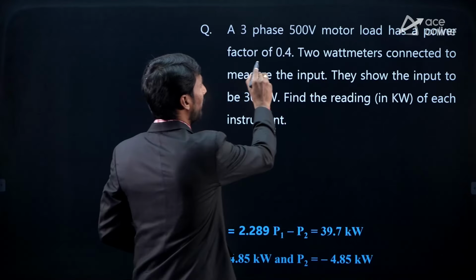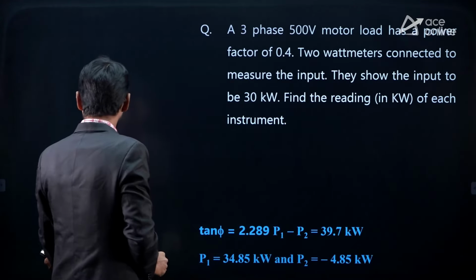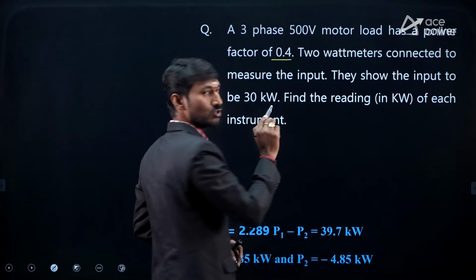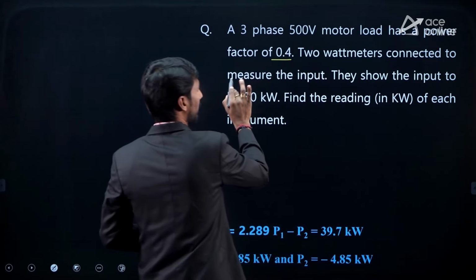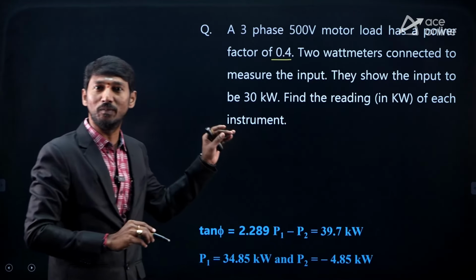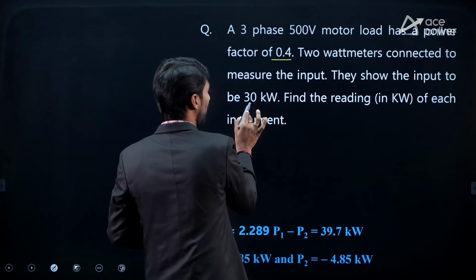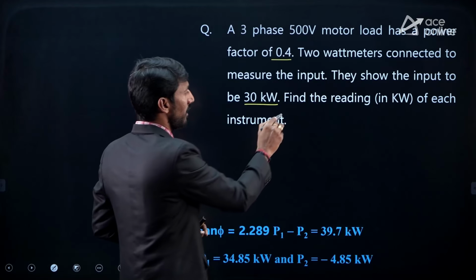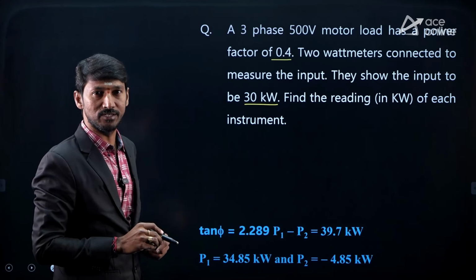The question here is, a three-phase 500 volt motor has the power factor of 0.4. So power factor is given as 0.4. Two wattmeters are connected to measure the input. Indirectly he has mentioned that the 2 wattmeter method is used. They show the input to be 30 kilowatt. So input power is 30 kilowatt. Find the reading of each instrument.